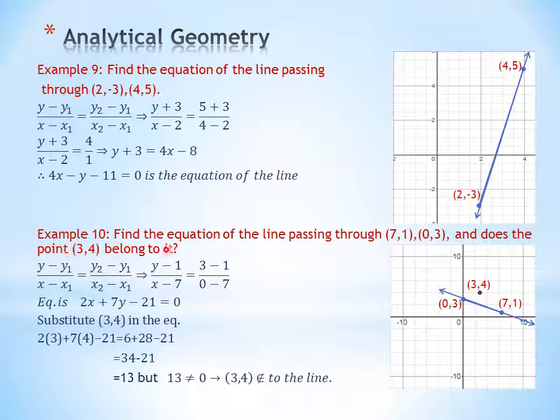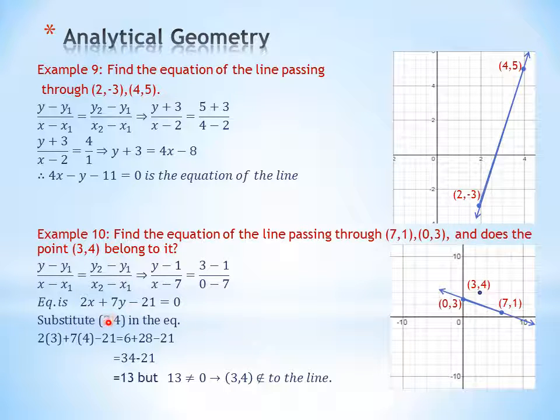Now in example 10, find the equation of the line passing through 2 other given points, but we want to reach something else: does the point 3, 4 belong to that line? First of all, we find the equation using the formula of 2 points, applying the values of x and y for both sides. This is going to be 3 and here is negative 7. Multiply using proportion properties, so the equation is 2x plus 7y minus 21 equals 0.